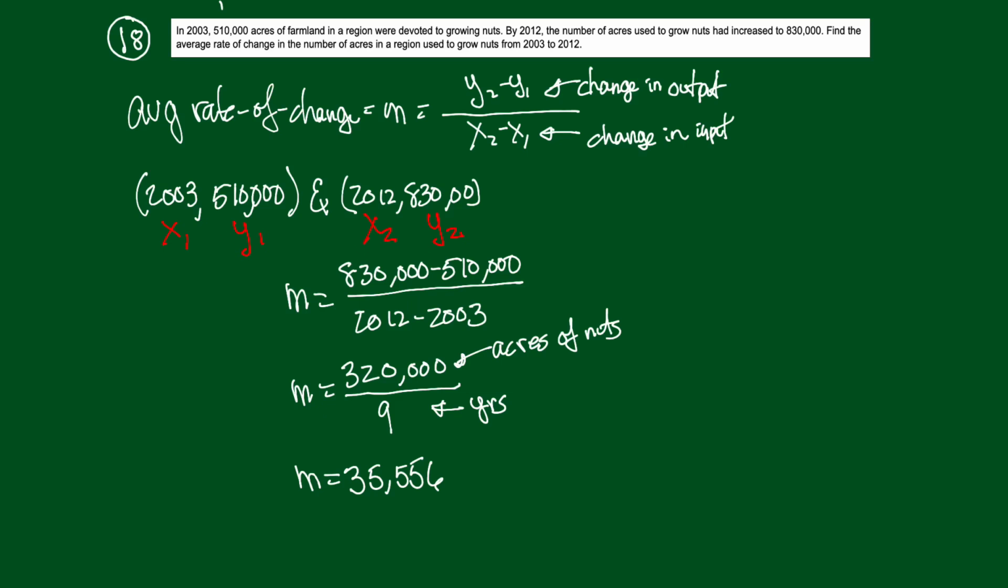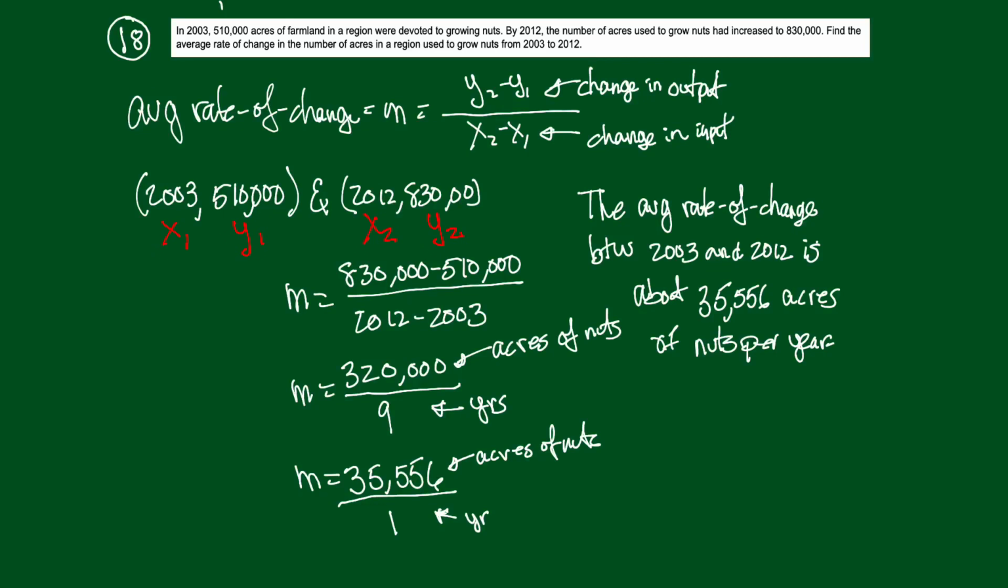All right, so there's the slope, but I'm going to write the slope as a fraction because the top number, remember, is acres of nuts, and this is years. So what this says, on average, anywhere between 2003 and 2012, pick your year between 2003 and 2012. If you increase that year by 1, we're going to increase the number of acres devoted to nuts by 35,556.